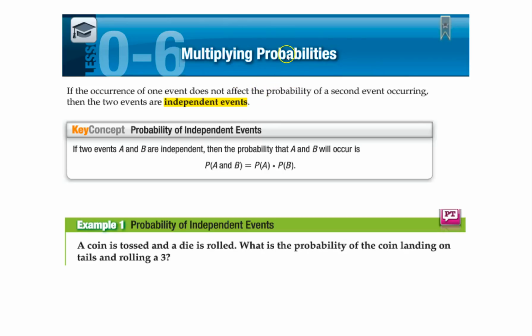Multiplying probabilities. This lesson is all about different ways to find probability. And the first word we're going to talk about is if we have independent events. These are two events that have no effect on each other.